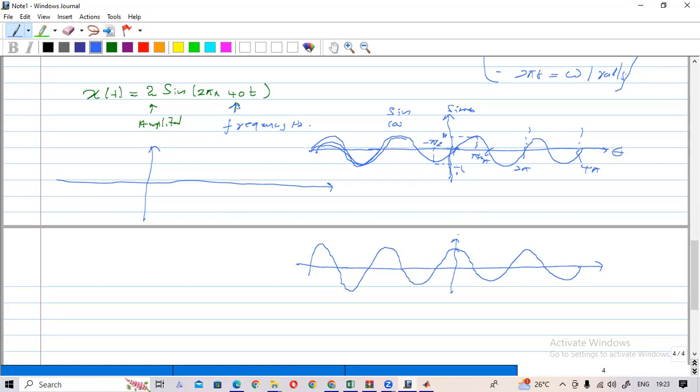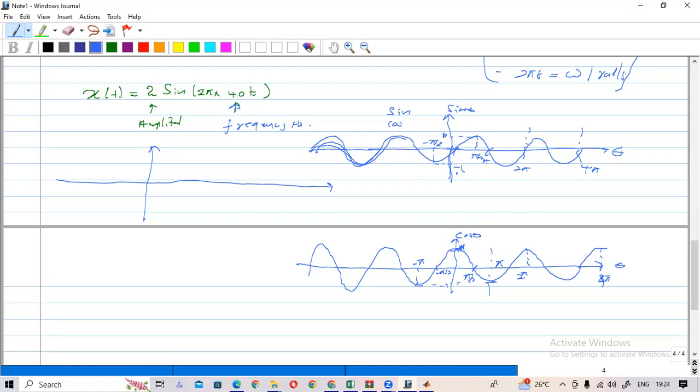So this is cos theta with respect to theta. And actually this point is π/2, then π, then 3π/2, and 2π, and so on. This point will be 1, and this will be minus 1. So this is a cos wave. So you should keep remembering this one.